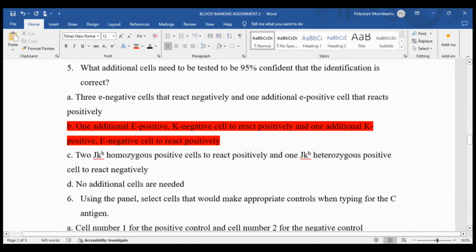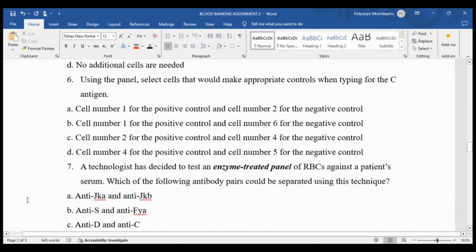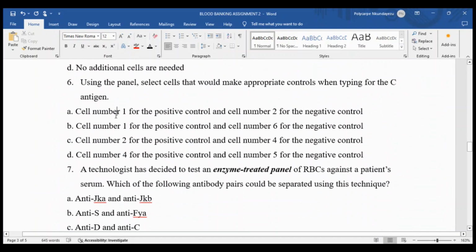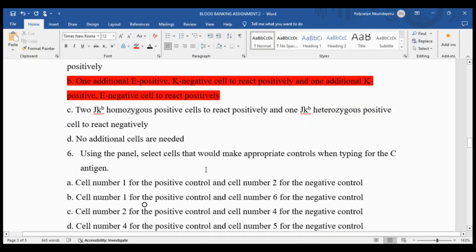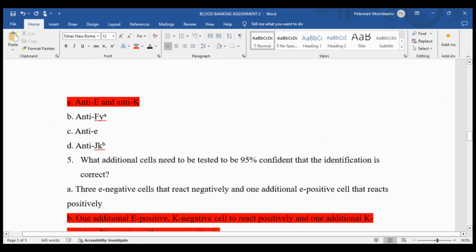So it means that A is not possible. Then you go to B: cell number 1 for positive control and cell number 6 for negative control. Even cell number 1 still does not exhibit A. Sorry, we're talking about C antigen. Let's check if cell number 1 is the positive control and cell number 2 the negative control.